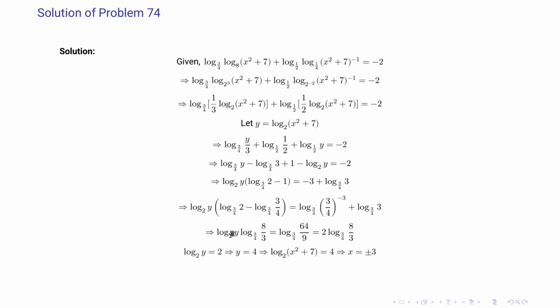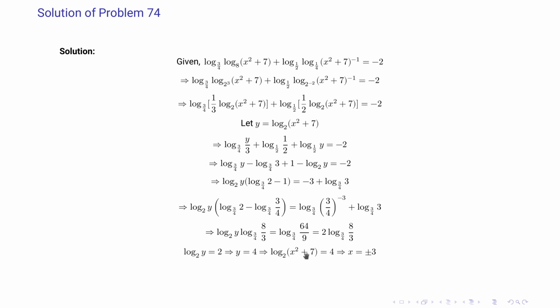So the left hand side becomes log of y into log of 8 by 3. We divide this 2 by 3 by 4, so it becomes 8 by 3 with base 3 by 4. And the right hand side will be 64 by 27, and then you multiply this with 3, so it will be 64 by 9. So this is 8 square by 3 square, so we bring out 2, so it is 2 log of 8 by 3 with base 3 by 4. Once we have this, we can say that log of y with base 2 is equal to 2, because log of 8 by 3 will get cancelled. So y is equal to 4.